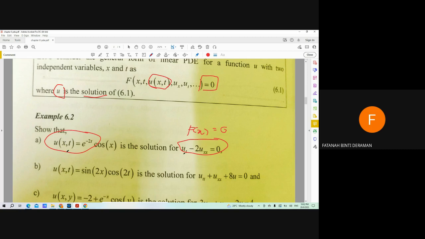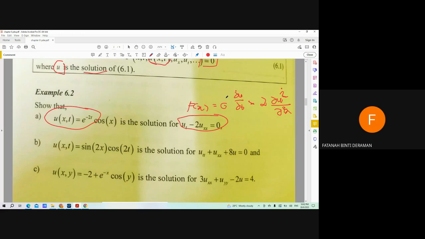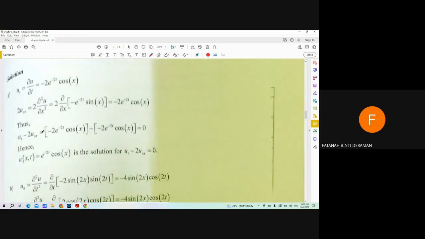So this is du/dt, minus 2 du squared over d squared x, it should be squared here. Okay, and then you need to find everything here, du/dt. Okay, for du/dt, we have this result.